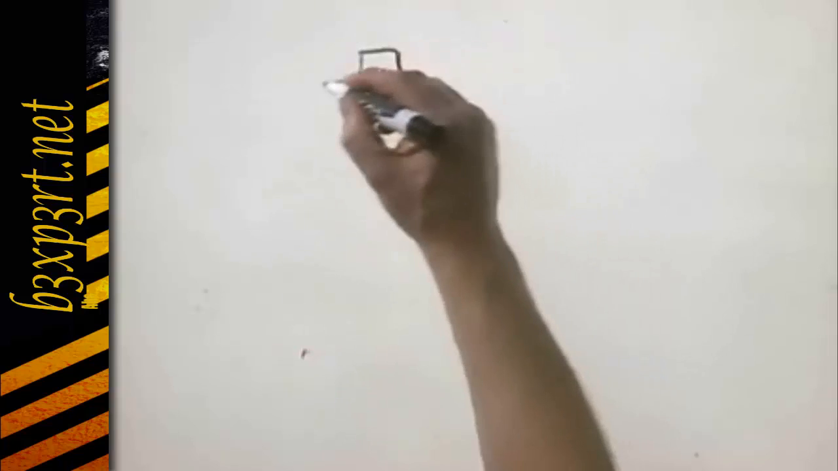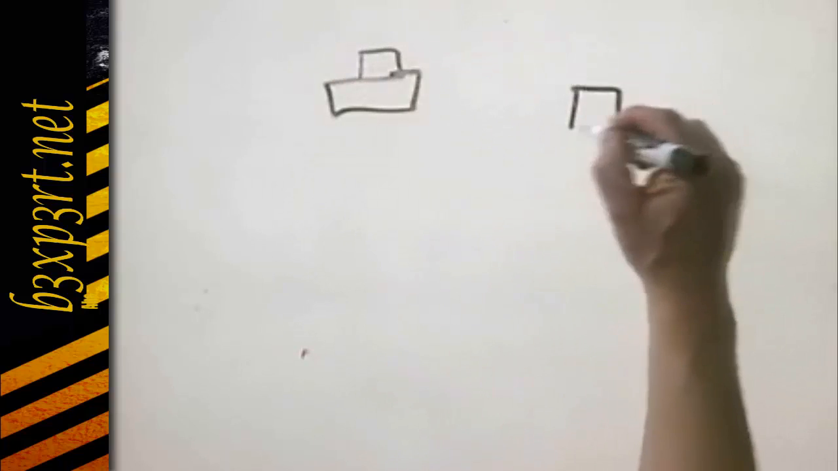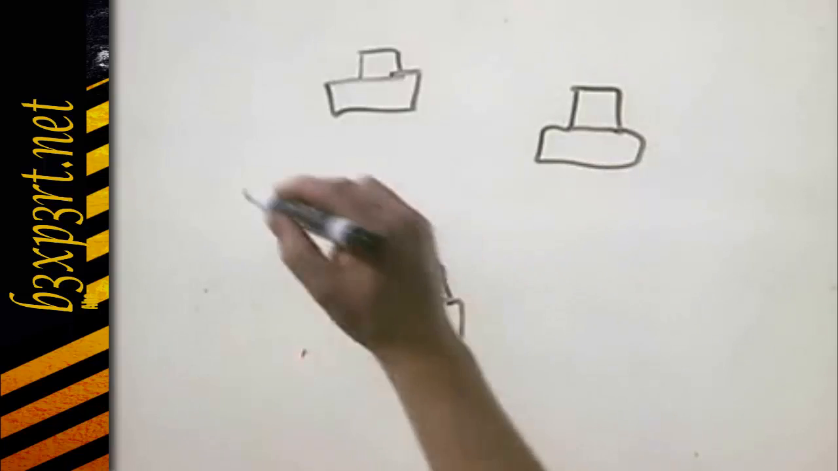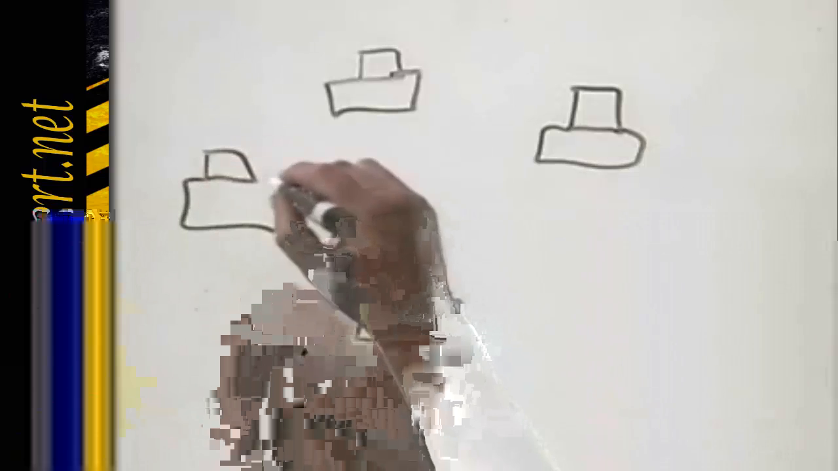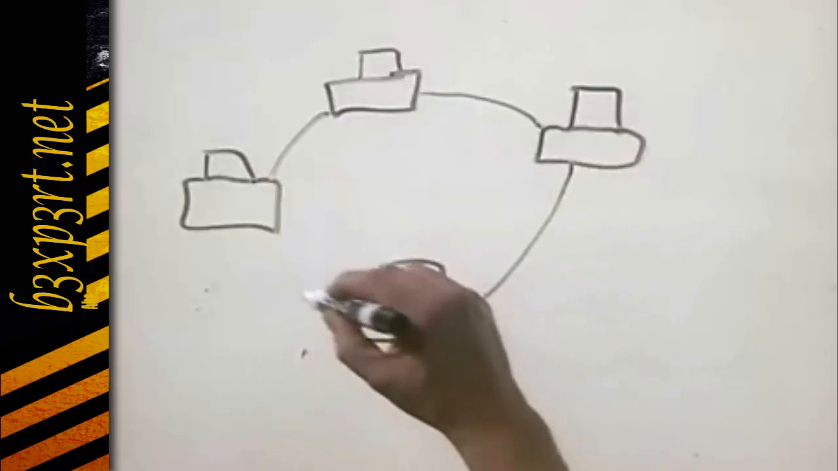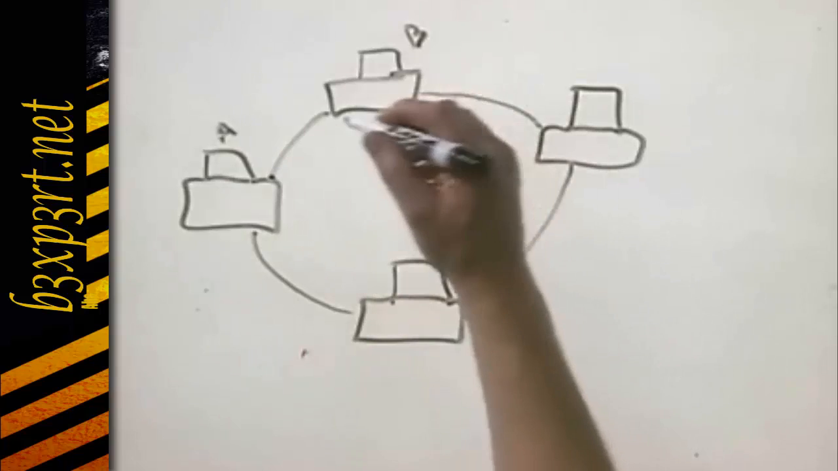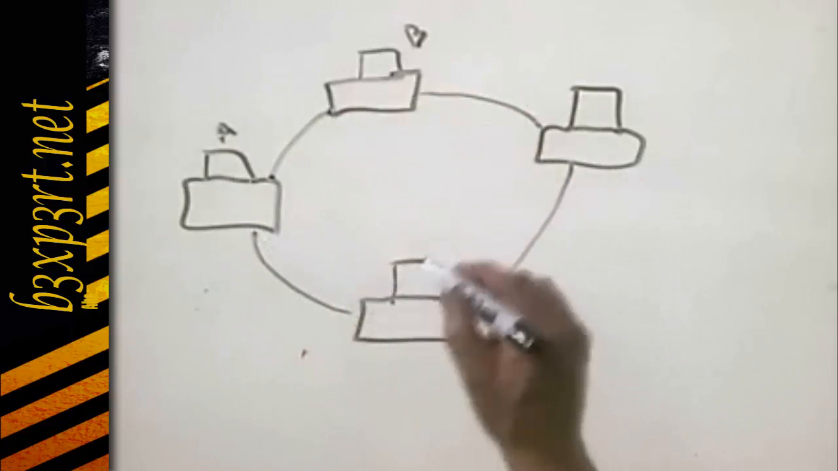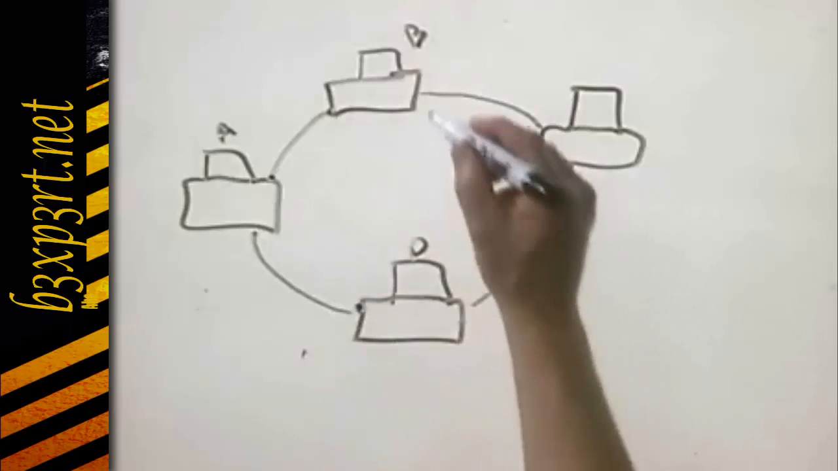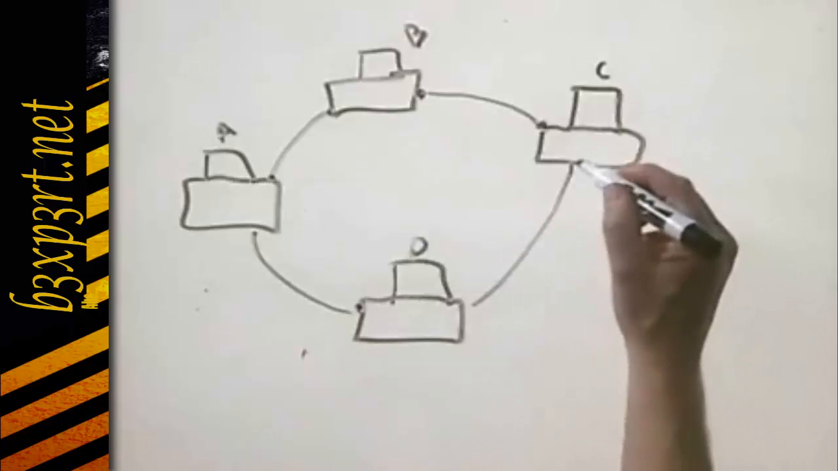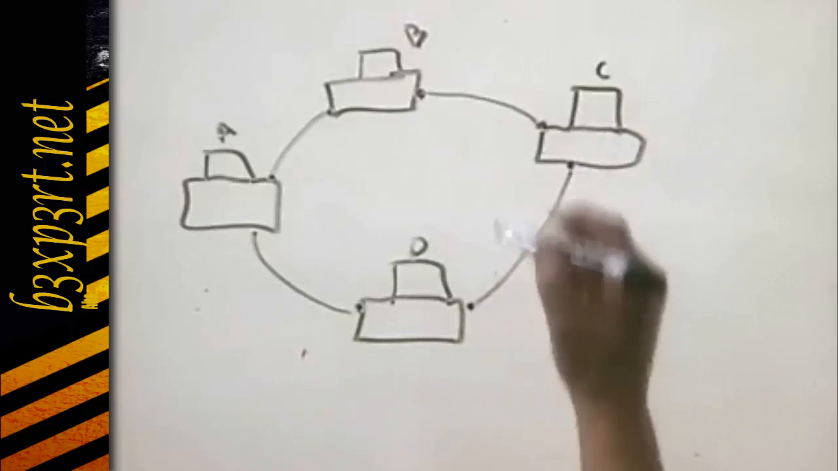Let's take a look at the ring topology. In the ring network topology, there is no central connecting medium. Instead, you have point-to-point connections between network hosts. In other words, host A here is connected to host B, and it's connected to host D. Host B is connected to host C and to host A. Host C is connected to host D and host B.